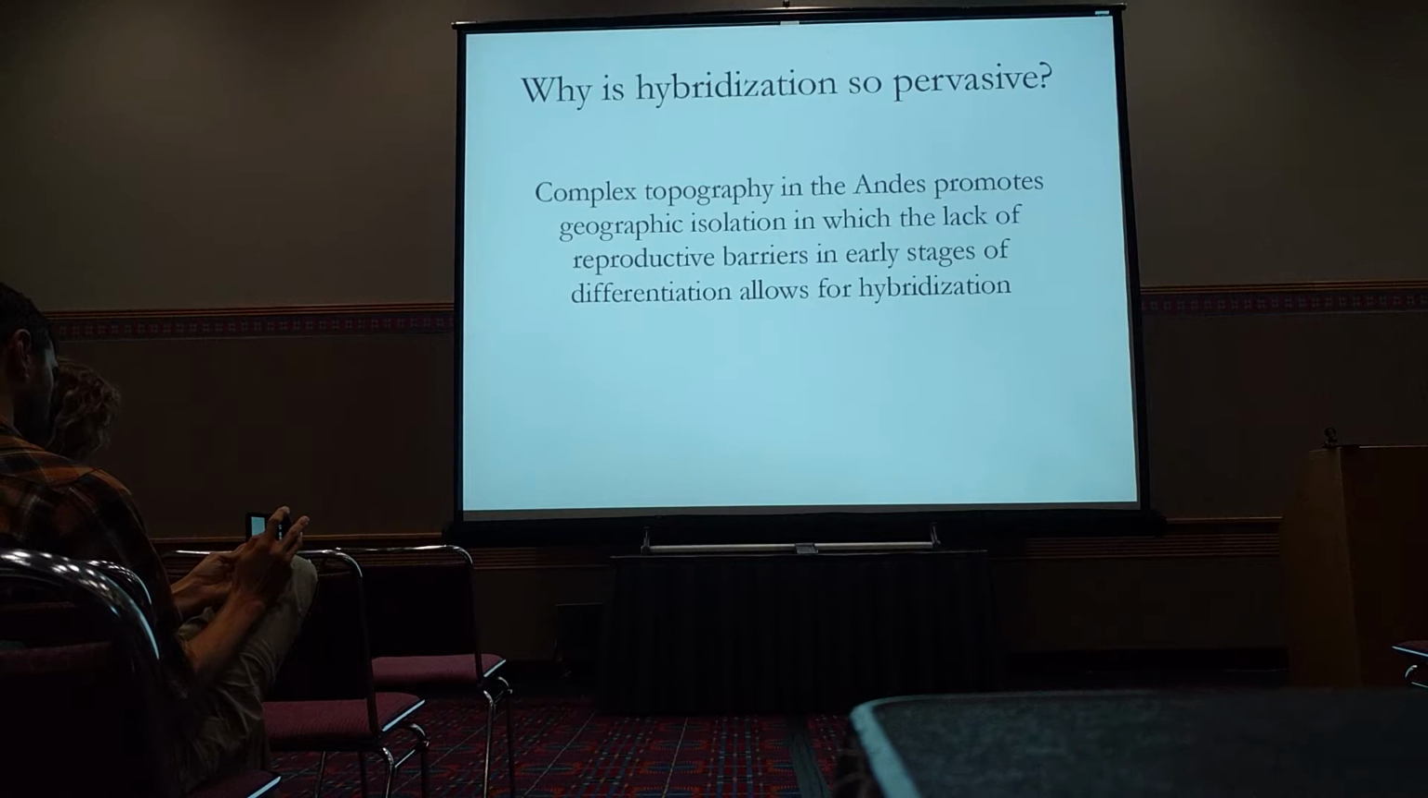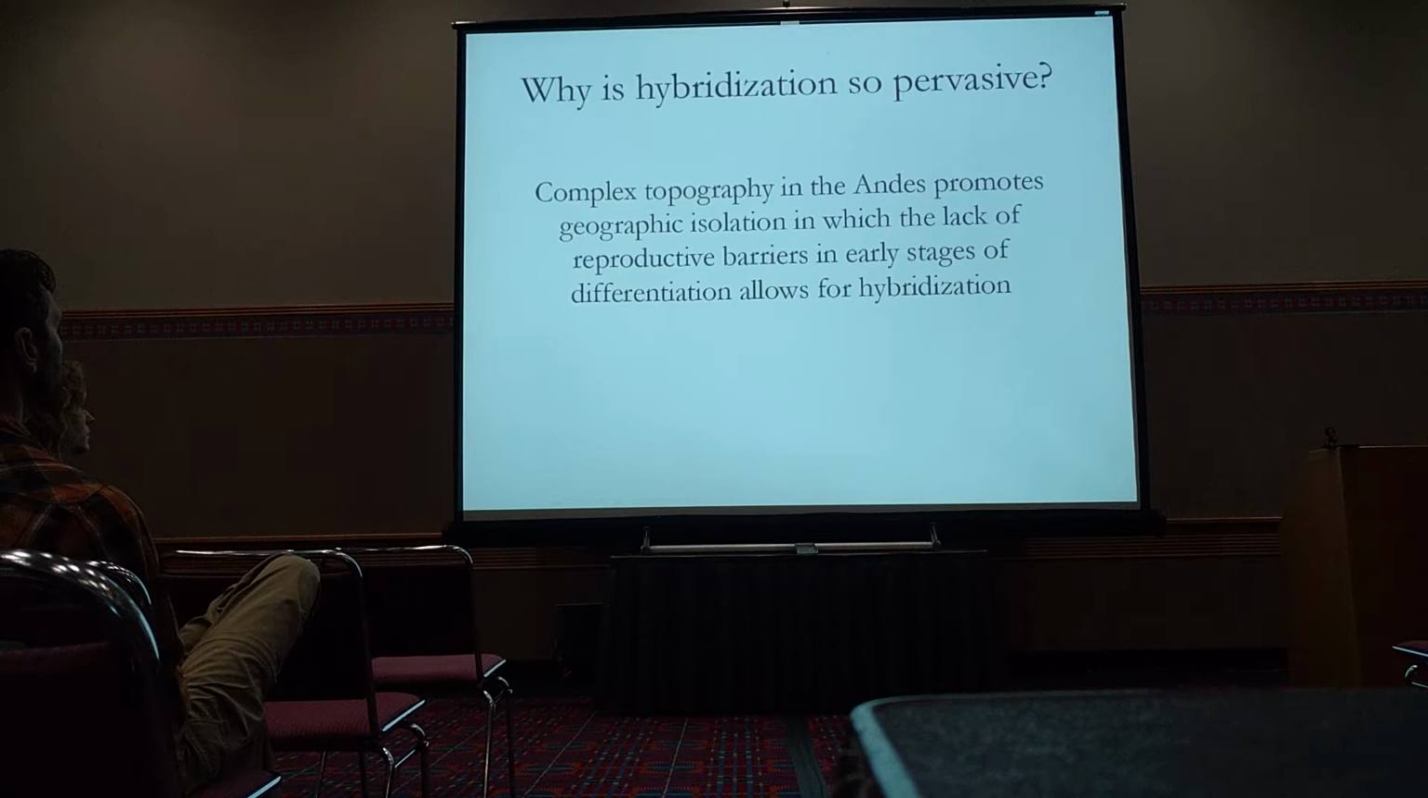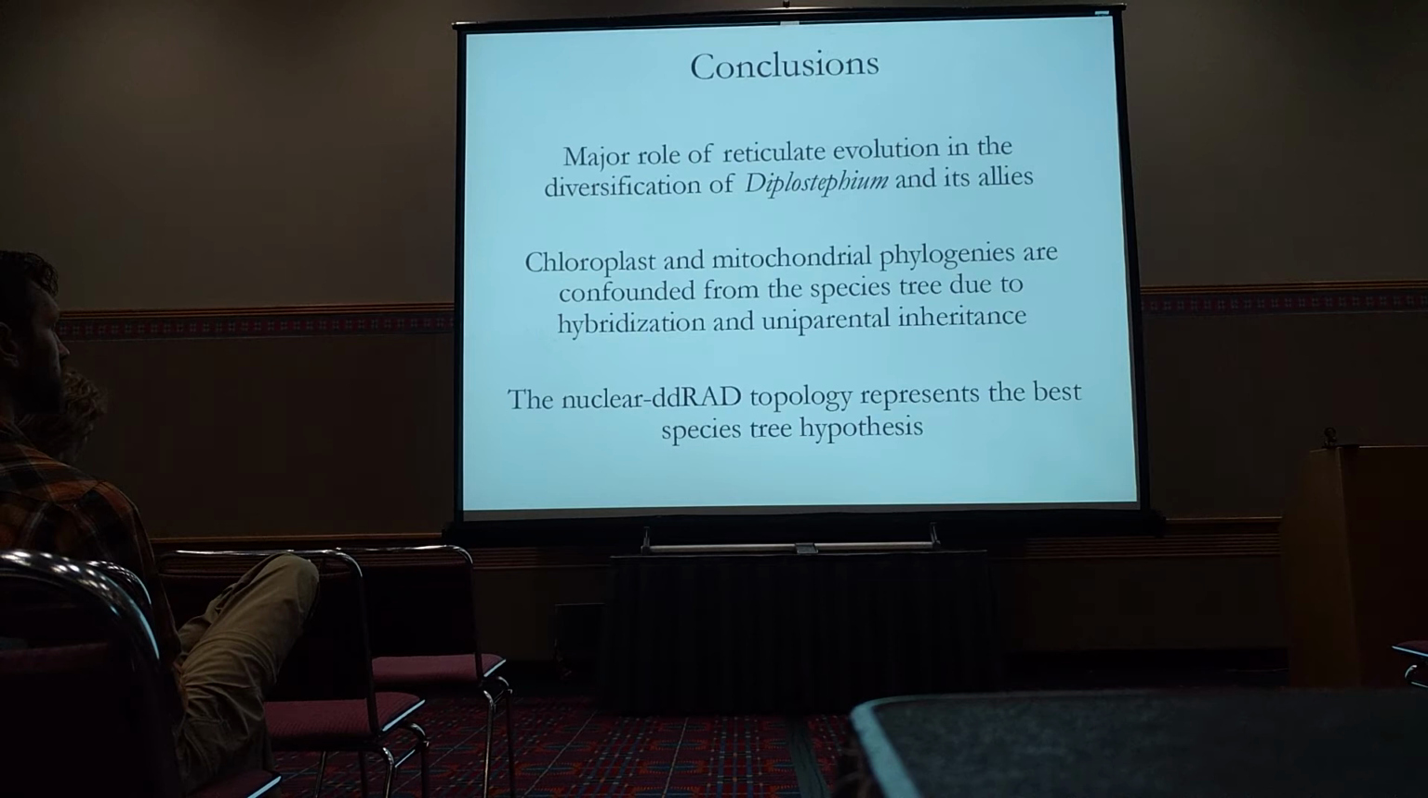Then the next question is, why is hybridization so pervasive? Our hypothesis is that the complex topography in the Andes promotes geographic isolation, in which the lack of reproductive barriers in early stages of divergence allows for hybridization. So, in conclusion, there is a major role of reticulate evolution in the diversification of Diplostephium and its allies. Chloroplast and mitochondrial phylogenies are incongruent with species trees due to hybridization and uniparental inheritance, and the nuclear DNA reticulate networks represent the best species trees.